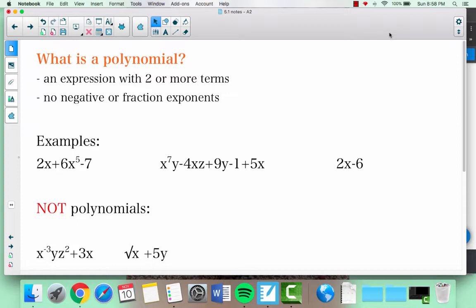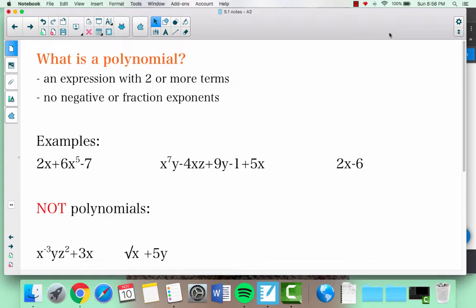And in order to classify as a polynomial, each of your terms has to have positive integer exponents. So you can't have any negative exponents or any exponents that are fractions. So you want to make sure you're looking for those exponents. Some examples of polynomials are here below.